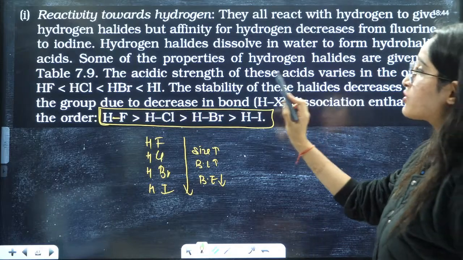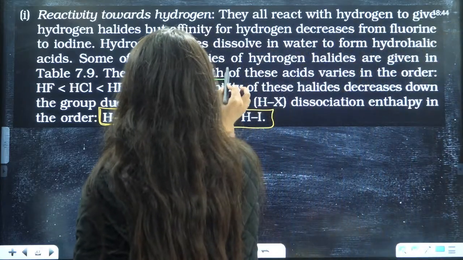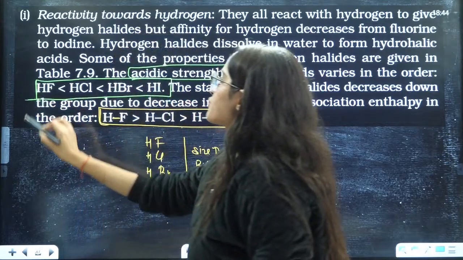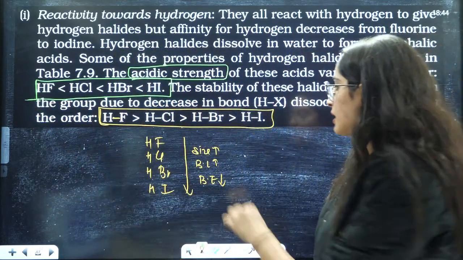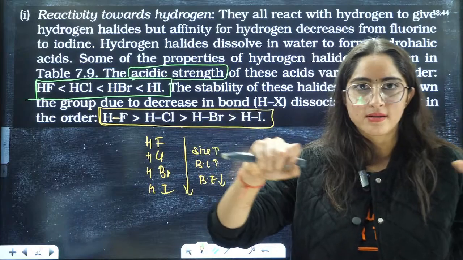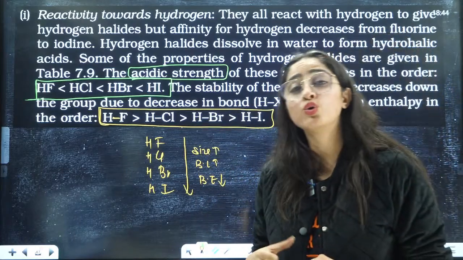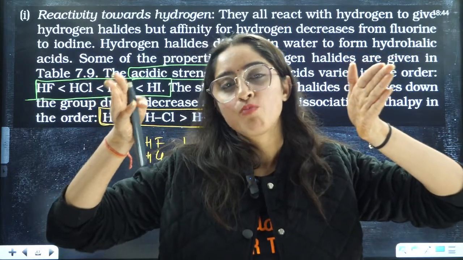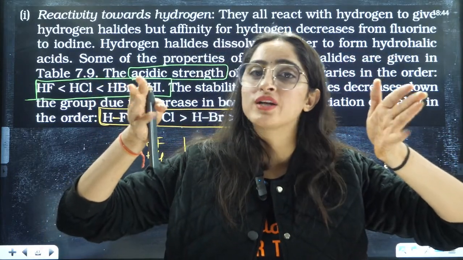The acidic strength, right? Very important. Acidic strength is this one. Why is this the acidic strength? Can anybody tell me? See, down the group bond length increases. What is acidic strength? To lose H positive, right? If bond length is very large, bond dissociation energy required is very less.